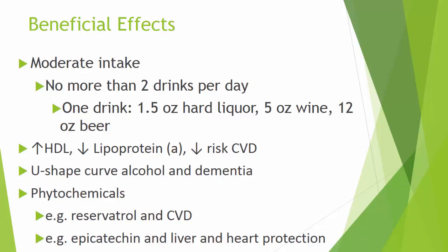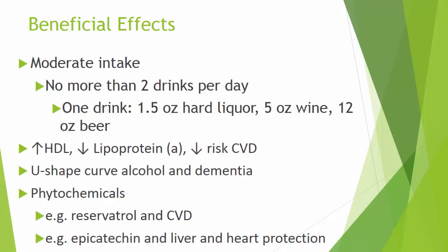Epidemiologic studies generally show that with a moderate intake, there are beneficial effects for the major chronic diseases related to ethanol. But it's no more than 2 drinks per day. As we reflected on that table in the past, 1 drink is 1.5 ounces of hard liquor, 5 ounces of wine, or 12 ounces of beer. So you could have 24 ounces of beer in a day, and that would be considered moderate intake. So we can enjoy and savor our adult beverages.